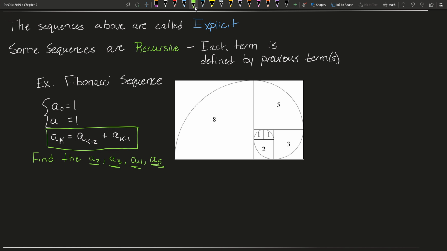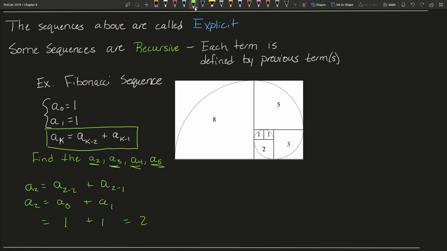Right, so if we work through this, the second term, so if we just replace k with 2, is the two terms previous, so 2 minus 2, plus the term just previous, so 2 minus 1. So then we just do substitution, right? Or a little bit of subtraction first. So this means that a2 is a0 plus a1, which is equal to 1 plus 1, which is equal to 2.